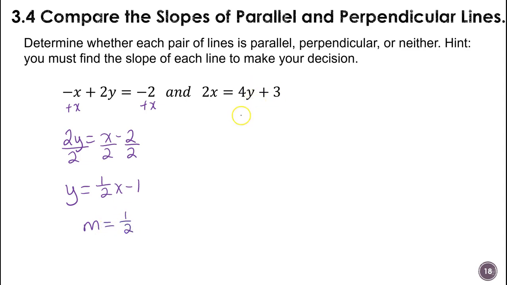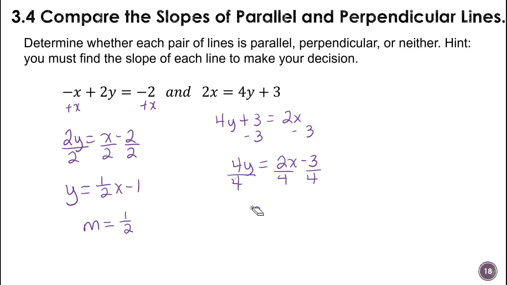And on the other one, I'm actually going to switch sides. So I'm going to make this 4y plus 3 equals 2x and subtract the 3. So 4y equals 2x minus 3. You can switch sides like that if you need to, and it just helps to have the y on the left. We're going to divide by 4 on each one. So y is 1 half x minus 3 fourths, and this line also has a slope of 1 half.